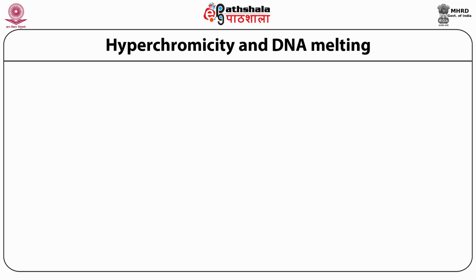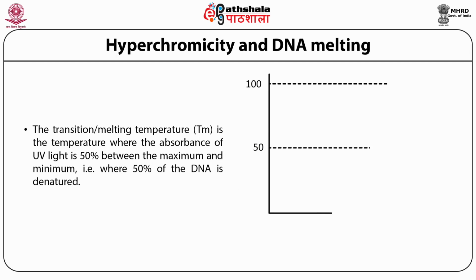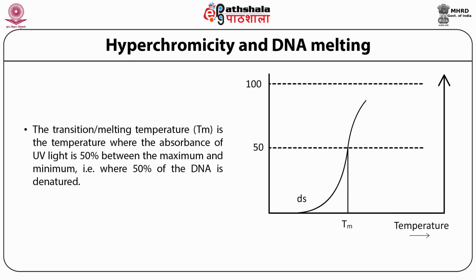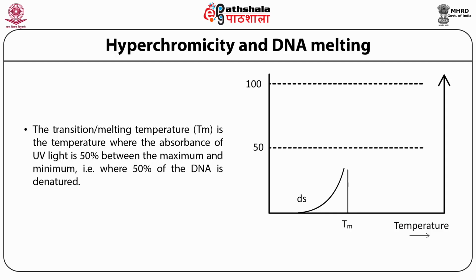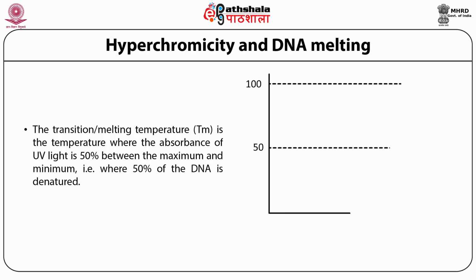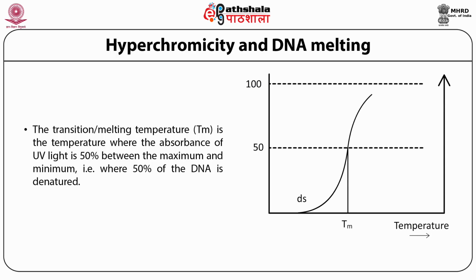Hyperchromicity and DNA melting. The transition melting temperature Tm is defined as the temperature at which UV absorbance of the light is 50% between the maximum and minimum, where 50% of the DNA is really denatured. That can be seen in this picture here, where we show the value for single-stranded, which is 100%, and double-stranded, and the midpoint of the two is taken as the transition temperature.